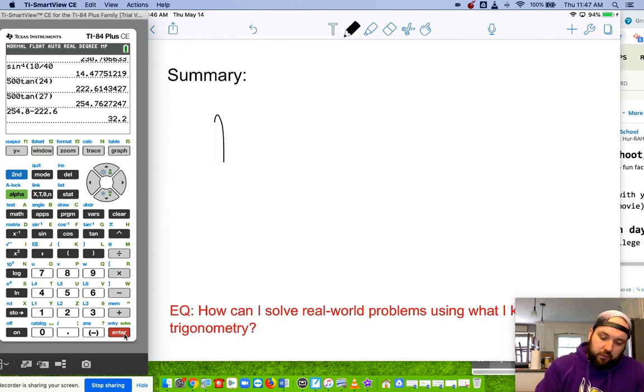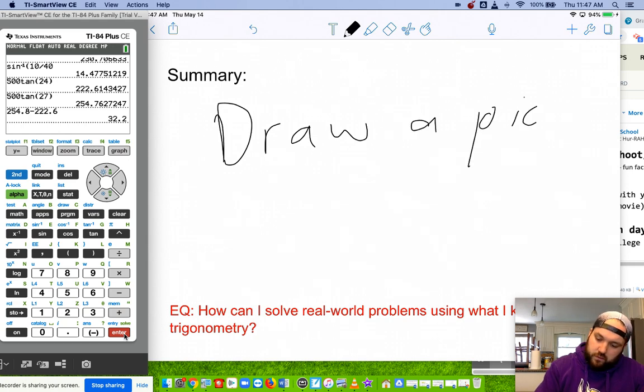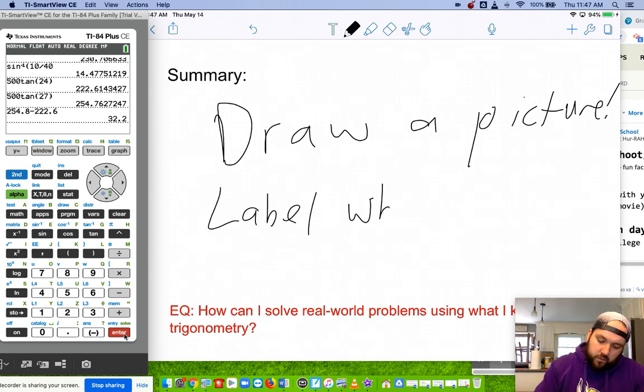Summary, I'm going to keep it real short. Draw a danged picture. Doesn't have to be pretty, doesn't have to be nice, doesn't have to be AP art. Label what you know.